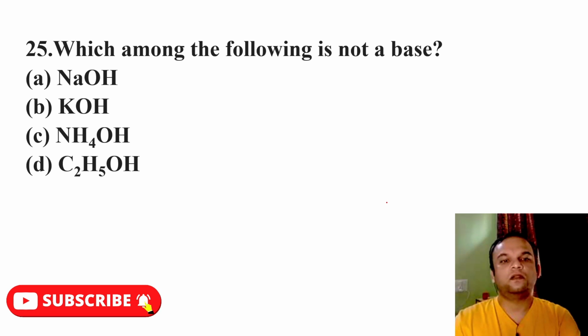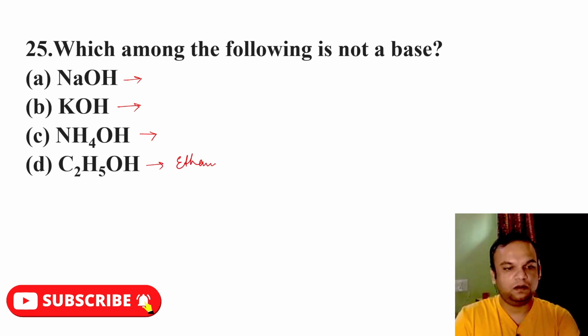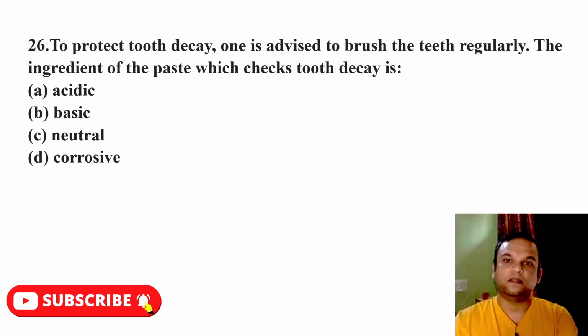Next question is, which of the following is not a base? NaOH is sodium hydroxide, KOH is potassium hydroxide, NH4OH is ammonium hydroxide, and C2H5OH is ethanol, an alcohol, and this is not a base. So, option D will be the correct answer. The next question is, to protect against tooth decay, one is advised to brush the teeth regularly. The ingredient of the paste which checks tooth decay is, our toothpaste contains basic ingredients which neutralize the effect of acids that get accumulated in our teeth, and that is why option B will be the correct answer.